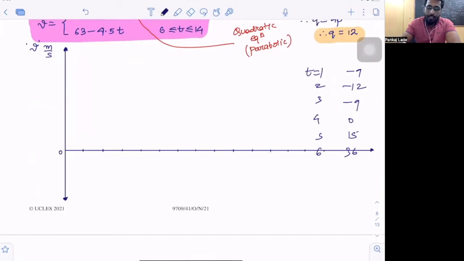Okay, so for 6, I know it is 36. Okay, so that's 1, 2, 3, 4, 5, 6, 7, 8, 9, 10, 11, 12, 13, and 14. And at 14, the velocity has to come 0.